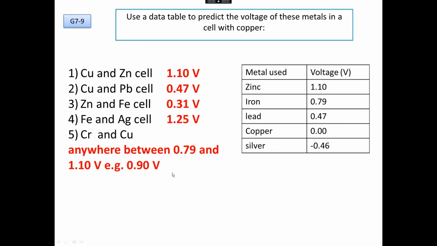Right, here are the answers to the numerical questions. Now, with chromium, for the extension, it doesn't tell you the exact voltage, but you should be able to tell from its reactivity that the answer will be somewhere between zinc and iron. So its reactivity is in between zinc and iron, therefore its voltage with copper will be somewhere in between the numbers for zinc and iron. So any number that you picked between 0.79 and 1.10 will be acceptable for question 5.